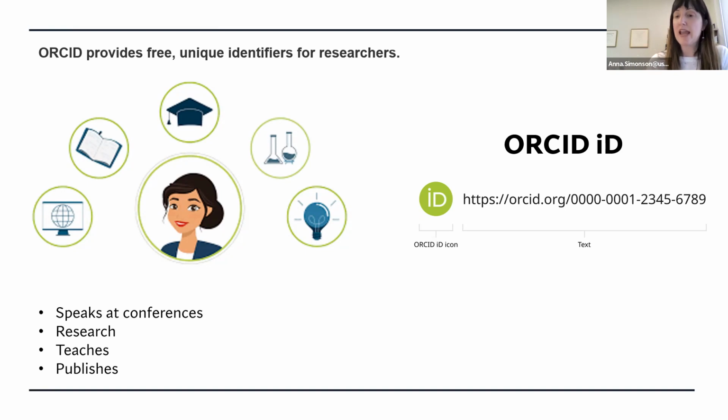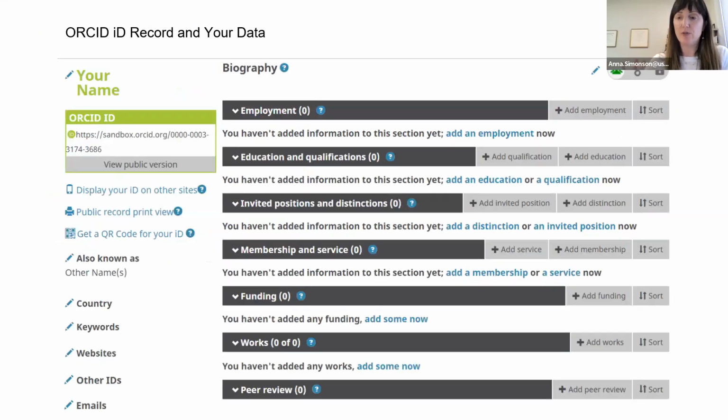So in this example, researchers do a lot of things, right? You speak at conferences, you do research, you publish research, you teach, right? But to keep all of those things in one organized place was the goal. And so that links to your ORCID record when you click on that number. And this is a blank screen of what your ORCID record will look like when you first register for that ID. So on the left-hand side, you'll see your ORCID ID.